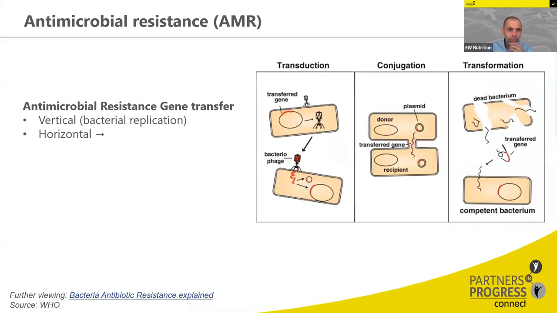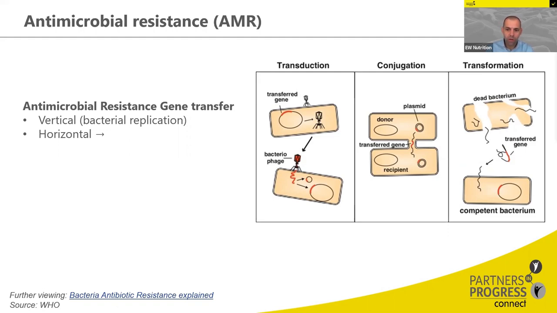Now, gene transfer can be done in two ways. It can be vertical. The resistance gene will pass on during bacterial replication as a bacterium divides into two new bacteria. This allows a community of resistant bacteria to grow, depending on the growth rate of the actual bacterial cell.